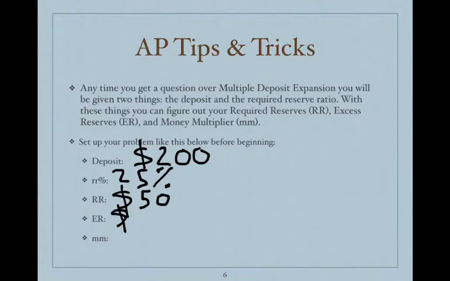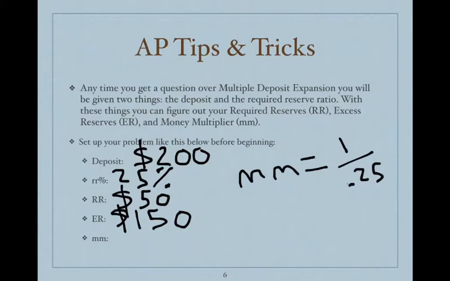To figure out the excess reserves, we're going to take the deposit and subtract what's required to be kept. In this case, 200 minus 50, excess reserves would be $150. For the money multiplier, remember we're trying to figure out how many times 25% will go into one whole, because for the money multiplier we're doing 1 divided by 0.25, all right, 0.25 being 25%, and we know that there are 4 quarters in a dollar, so the money multiplier would be equal to 4. Okay, so that kind of walks us through what we're going to have to do with this.